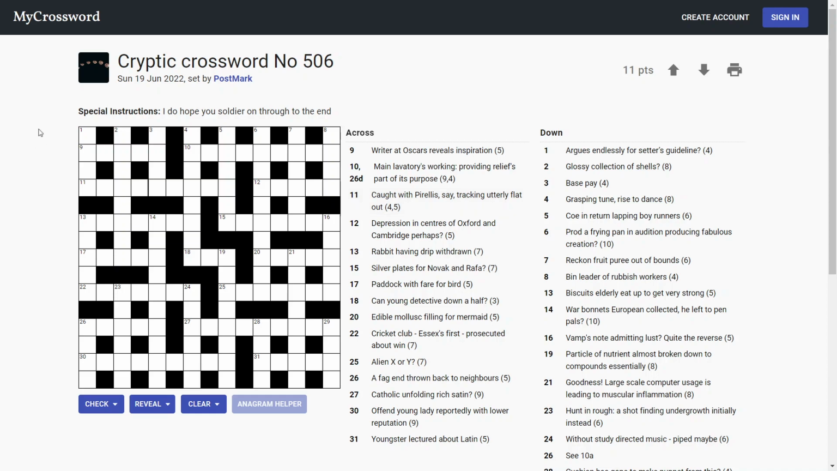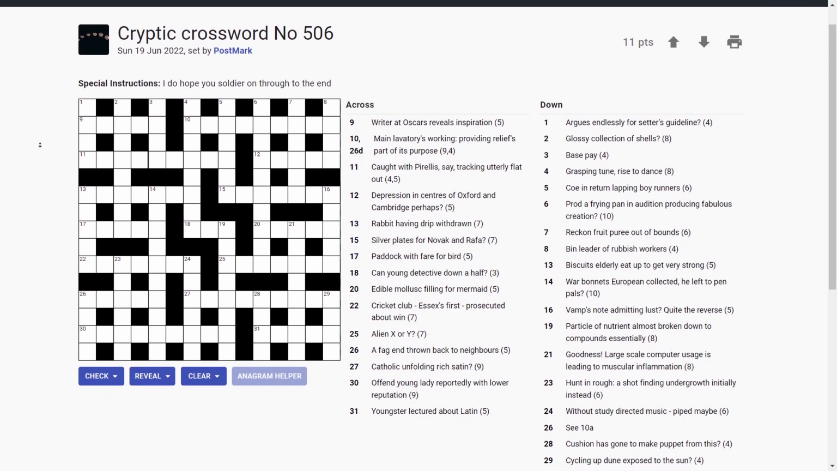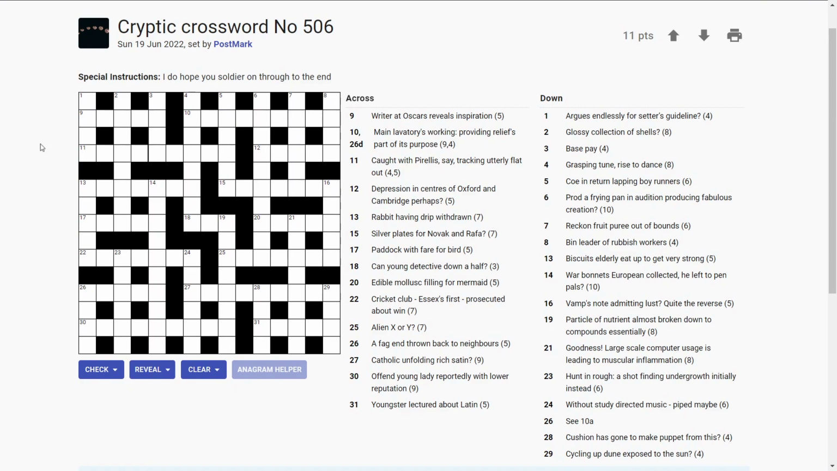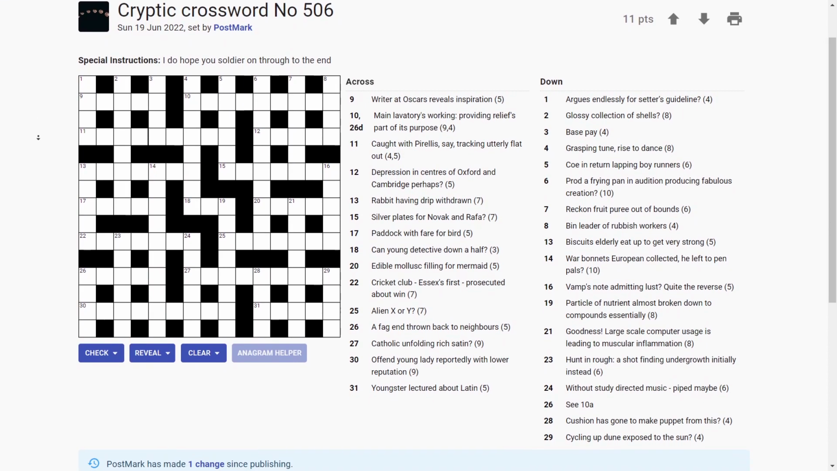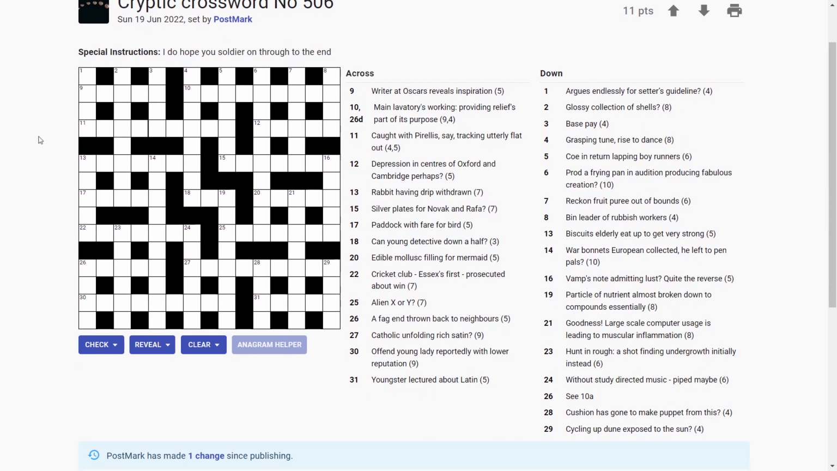We have a special instructions. I do hope you soldier on through to the end. Don't know what it means at first, but hopefully it will all be made clear. Okay, now PostMark's puzzles are pretty tough, so I doubt I'm going to be solving all of this without any help, but we'll see.